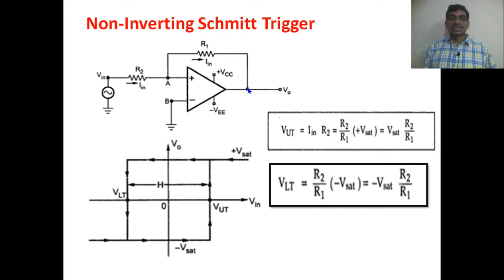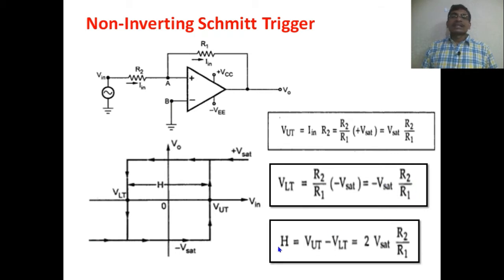Whenever the output is in minus V saturation, we get the lower threshold voltage. Whenever the output is in the positive V saturation, we get the upper threshold voltage. Therefore, VLT can be written as minus V saturation into R2 by R1, and the hysteresis is the difference between the upper threshold voltage and the lower threshold voltage, which is equal to 2 into V saturation into R2 by R1. So this is the hysteresis curve for the non-inverting Schmitt trigger.